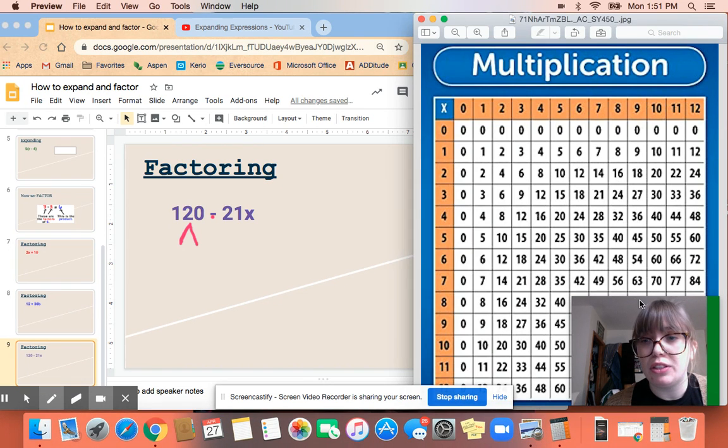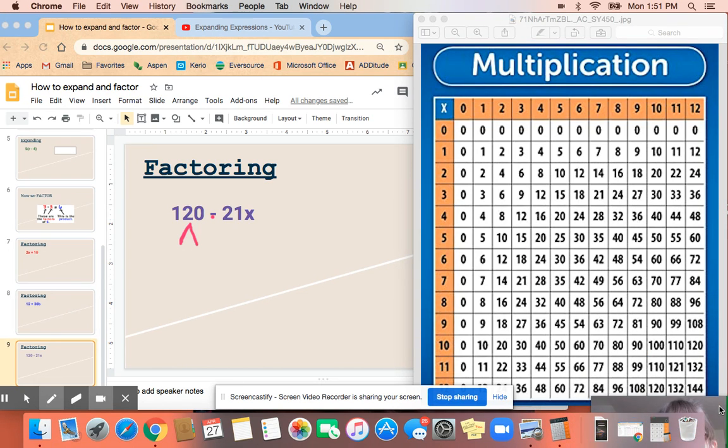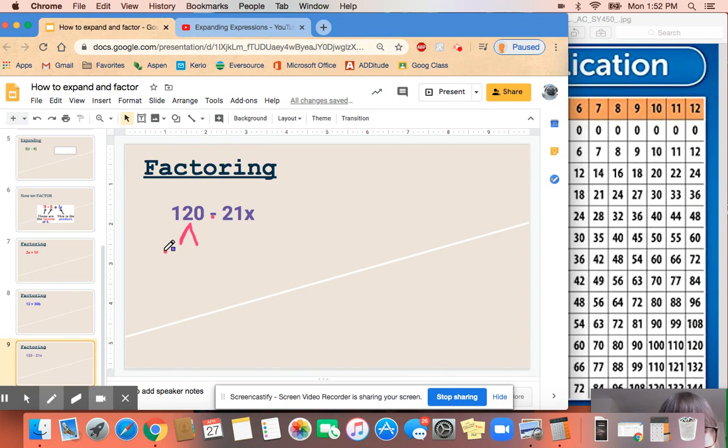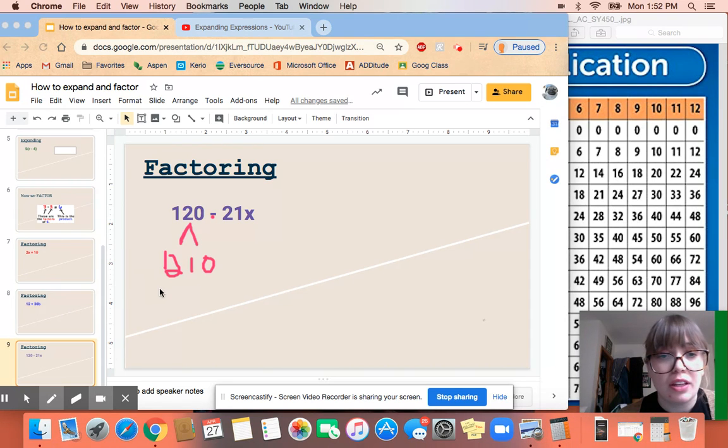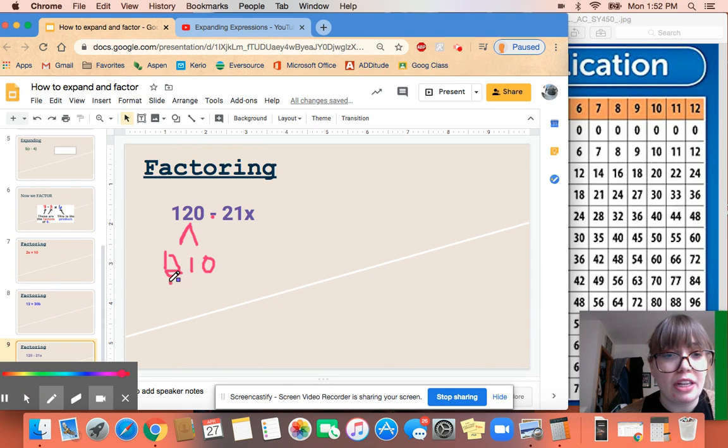But I'm going to go ahead and use the multiplication table. 120 I know can be divided by 10, so I'm going to look for it here. Awesome, right there. Here's my 120. So 12 times 10 makes 120. Cool. 12 and 10 are pretty big factors. Now I can break these down further, so I'm going to do that.